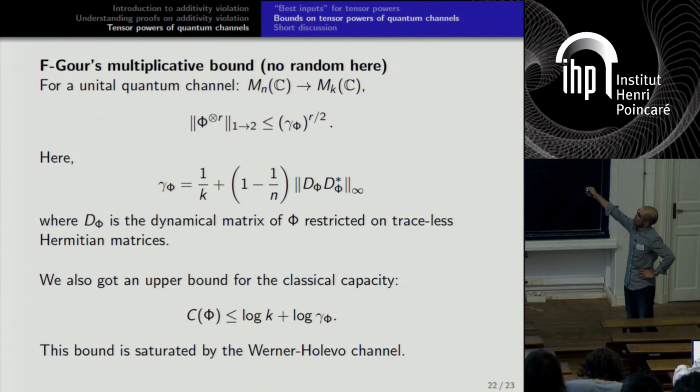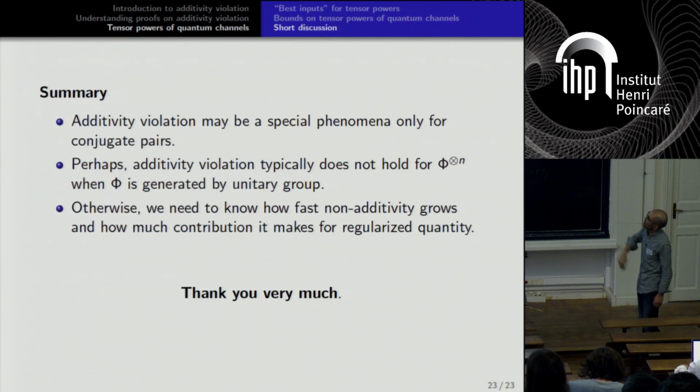And actually, using this gamma, we have this kind of bound for classical capacity. Here, log k. I think we have seen why we could have log k here. Log k plus log of gamma phi. And this bound is tight, for example, for the Werner-Holevo channel. The Werner-Holevo channel gives this bound exactly. So this bound is not very bad. And this is our research with Gilad Gour. And summary.